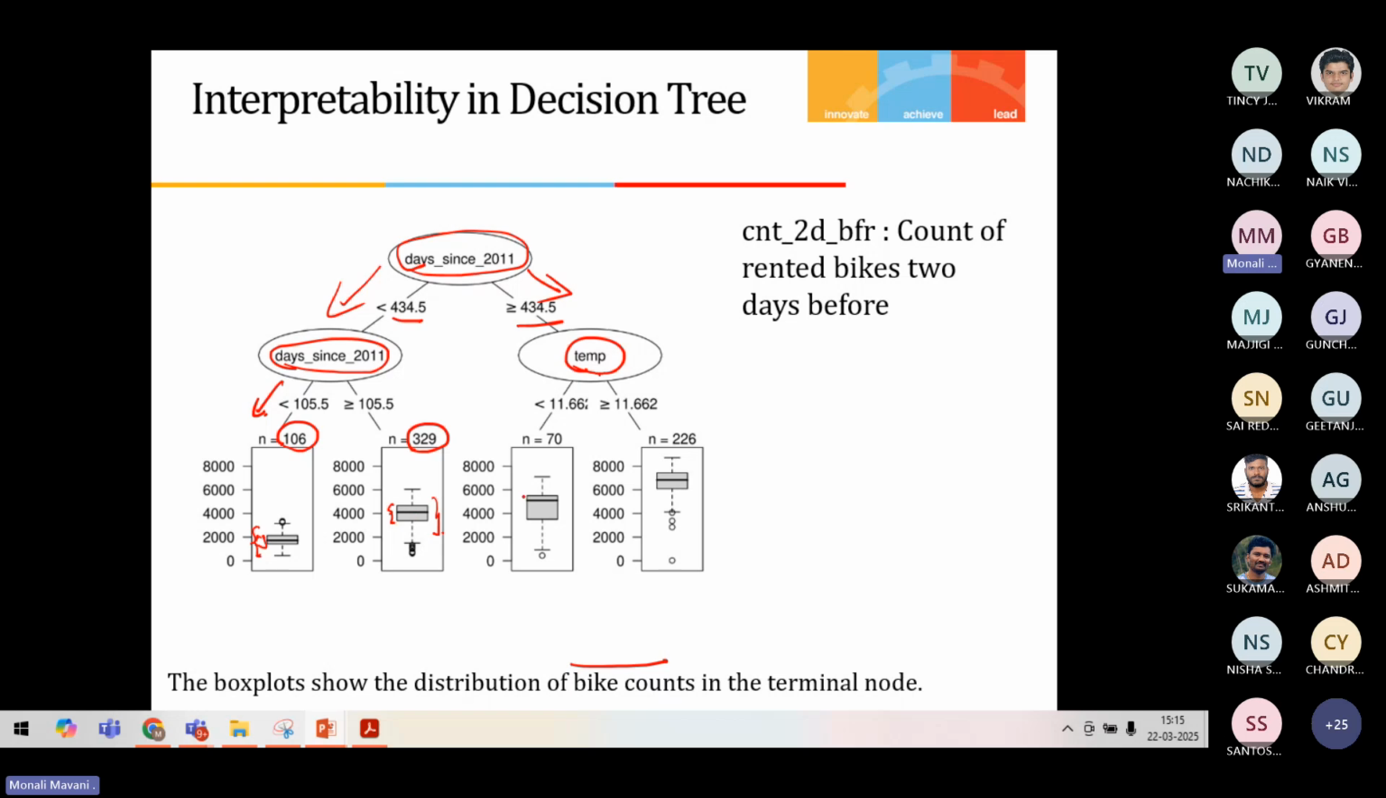So this way we understand that in this branch, there are only 70 data points. For each data point, say 70 days, for example, how many bikes are rented? So the box plot gives us the spread of the data. So that's another way we can introduce interpretability using visualization in the decision tree.